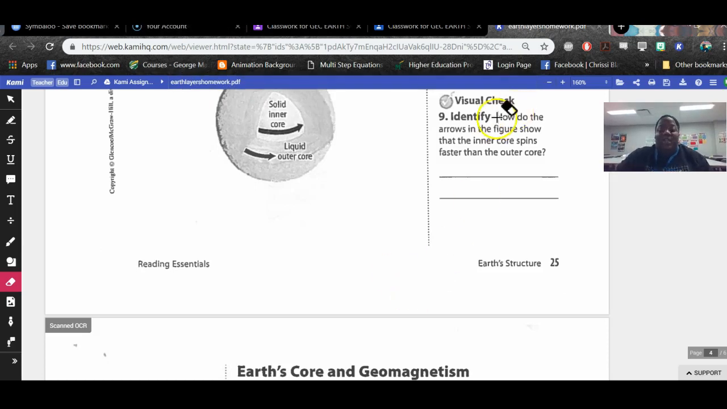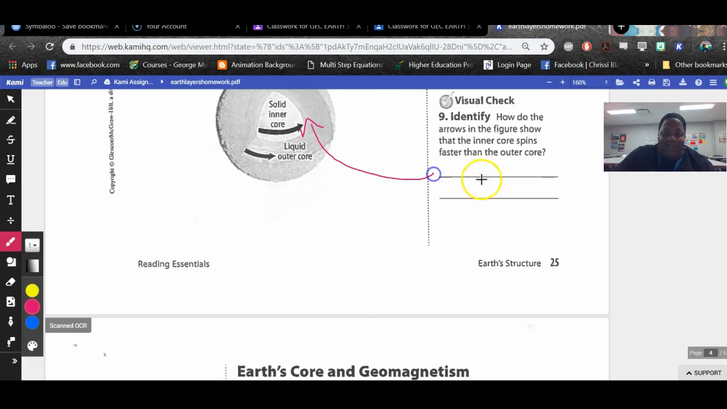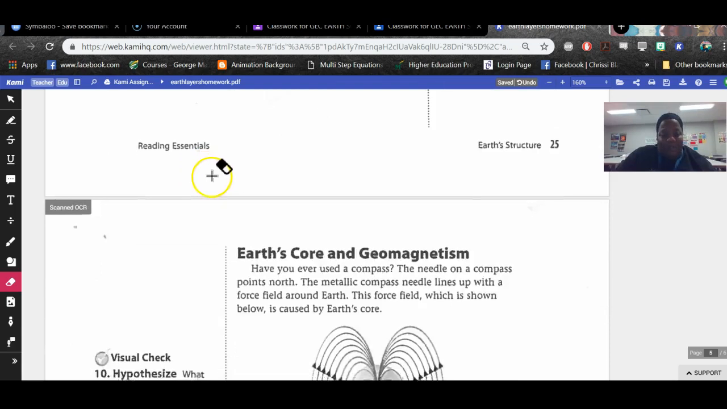Question number 9, how do the arrows in the figure show that the inner core spins faster than the outer core? Well, that's because for the inner core, the arrow is longer. So you can put that here, the arrow is longer, and so that means it's spinning faster. You can write that as part of the answer, or however else you want to explain that picture.